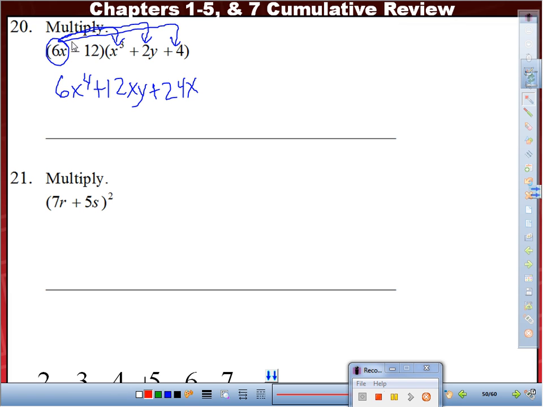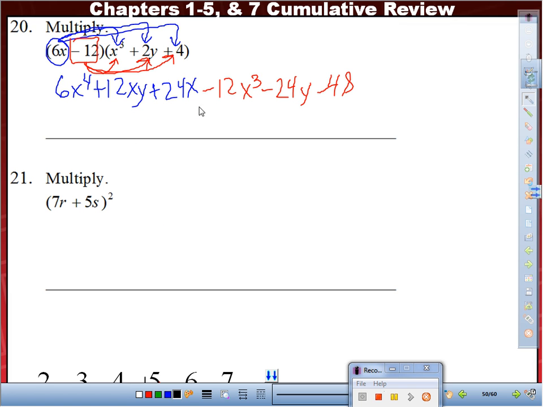Okay, second term. I'm going to box this second term, and I'm going to multiply again times all these 3. Negative 12 times x cubed. Negative 12x cubed. Negative 12 times 2y. Negative 24y. Negative 12 times 4, that's negative 48. So far, so good?